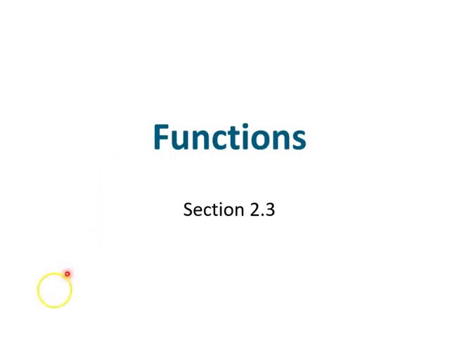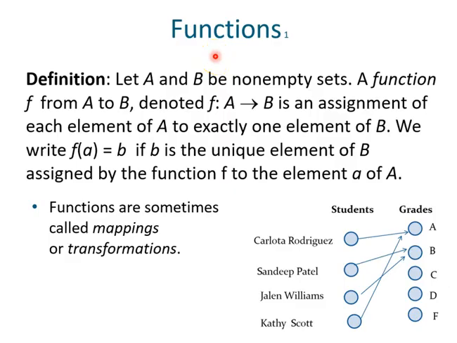Section 2.3 Functions. Definition. Let A and B be non-empty sets. A function from a set A to B, denoted this way, is an assignment that maps each element of A to exactly one element of B. We write f of a equals b if b is the unique element of B assigned by the function f to the element a of the set A.